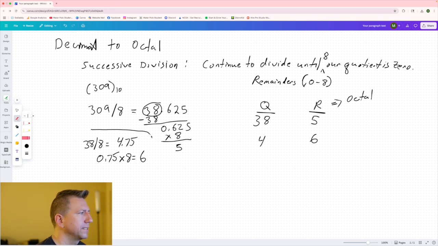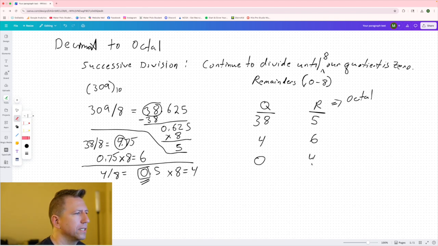So let's divide these up. Now we have the quotient is 4. So 4 divided by 8 gives me the answer 0.5. And so there's that 0. That's telling us that we're going to be done here. Then that 0.5 multiplied by 8 gives me the number 4. And there it is. Our octal number is 465, base 8.